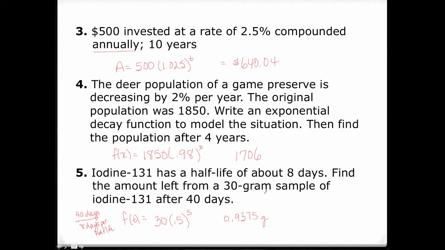And in my third example, I had a half-life of 8 days. So I had to take the 40 days that I'm waiting, divide that by 8 days, remember, to figure out how many half-lives I've got. That's my time period, 5. So I've got my function f of t, and in this case it's going to be 5 time periods. My initial population of 30 grams. It's a half-life, so I've got 0.5 as my decay rate, and I've got 5 of those half-lives because of those 8-day half-life periods, giving me 0.9375 grams of iodine left after 40 days.